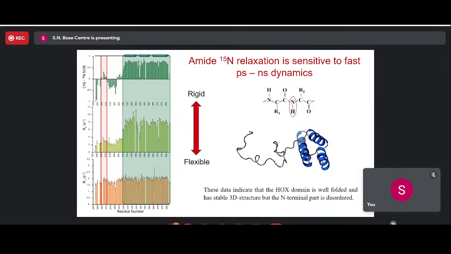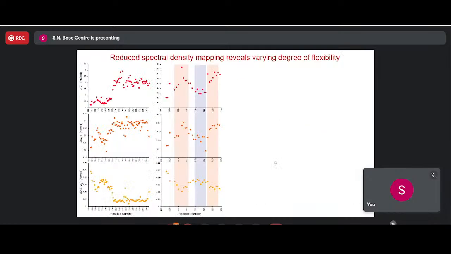We can imagine a global tumbling motion of a sphere, a protein which looks like a sphere, but when this is a disordered polymer, then there is no global tumbling motion. Everything is moving on its own. So to look at that, it's much better to use something else. What we do is use a different type of analysis called the reduced spectral density mapping.